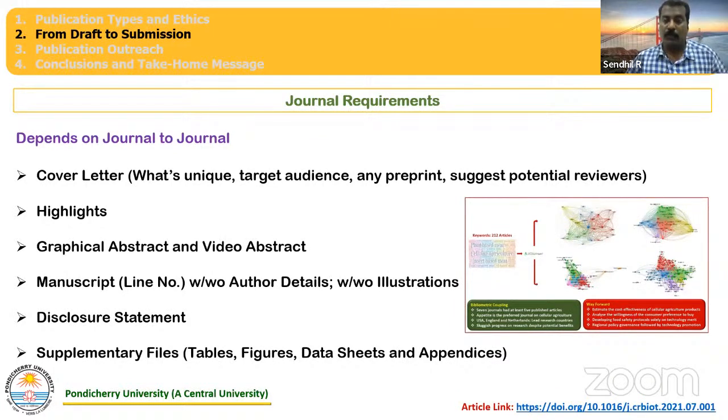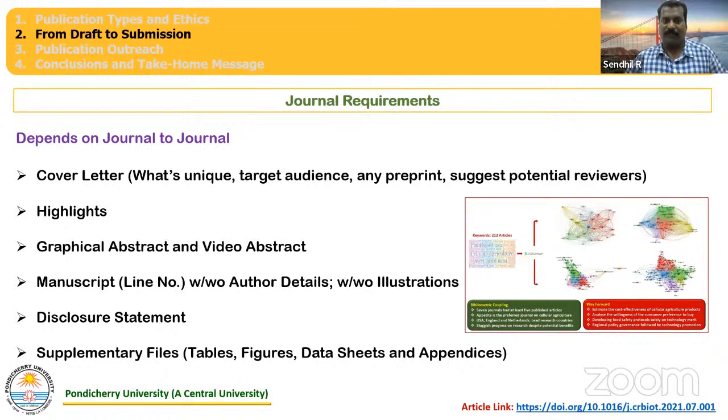Then in the cover letter, you can also list the potential reviewers. Some journals ask for probable reviewers in a separate section, but if you mention them in the cover letter, that's also fine. Some journals these days ask for highlights. What are the highlights of this paper? Highlights usually run 5 to 6 bullet points, and the majority of the journals have a word limit, usually 80 words. So you have to give 5 to 6 bullet points that are the major findings of the paper.